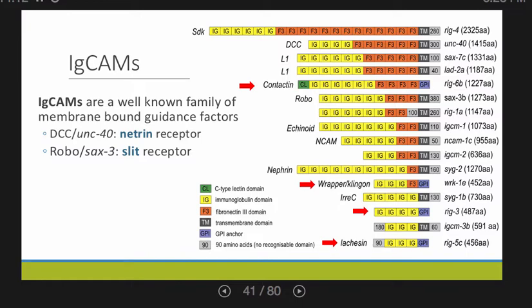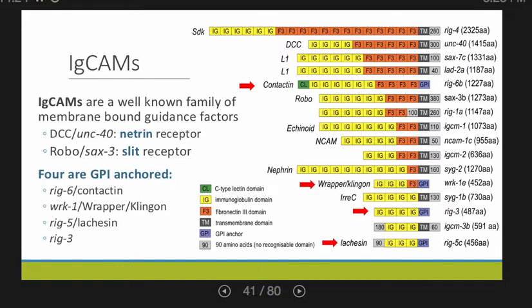You've seen them before. DCC, which is a netrin receptor, is an IgCAM. Robo, which is a Slit receptor, is an IgCAM. And these four are also IgCAMs, but instead of having transmembrane pieces, these four have little GPI connective regions that get anchored by different enzymes, including PIGA1.